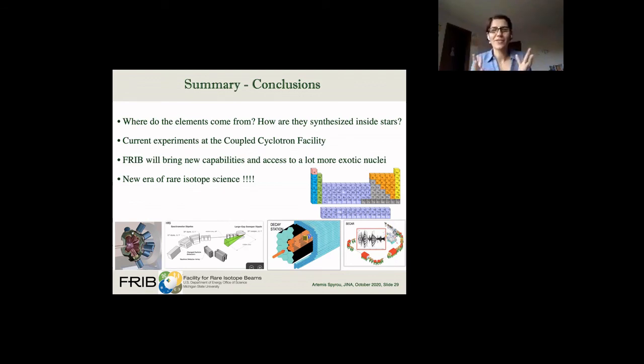So for you guys, if you would join this field, then in a few years when you're ready, you're in grad school and you're running first experiments with FRIB, this will be amazing. We'll be running things that no one else has seen before. So this is pretty cool.